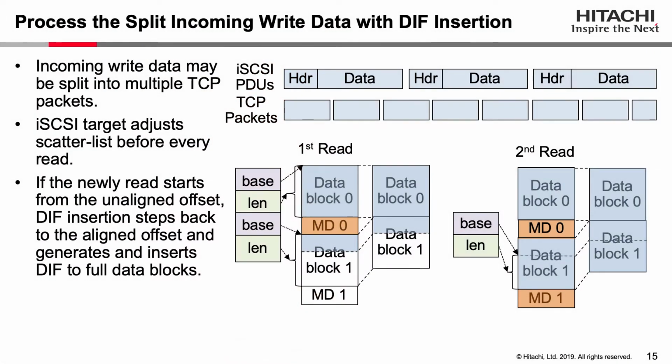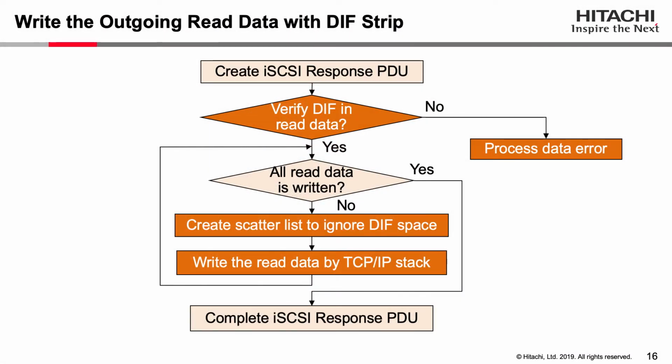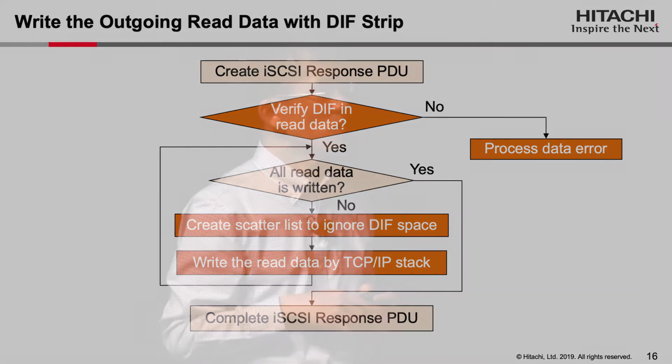And to do the second read, we prepare the SGL to read the remaining data of block 1. And when the read gets all the remainder of block 1, we step back to the aligned offset and generate the DIF and insert it into the DIF space. This page shows the opposite case, writing outgoing data with DIF strip.